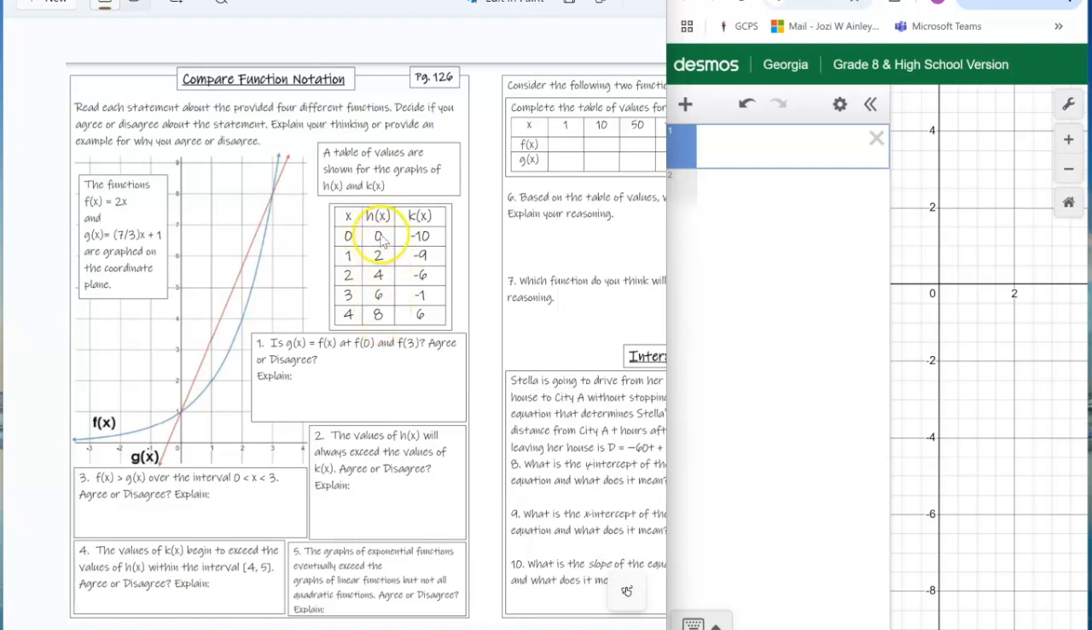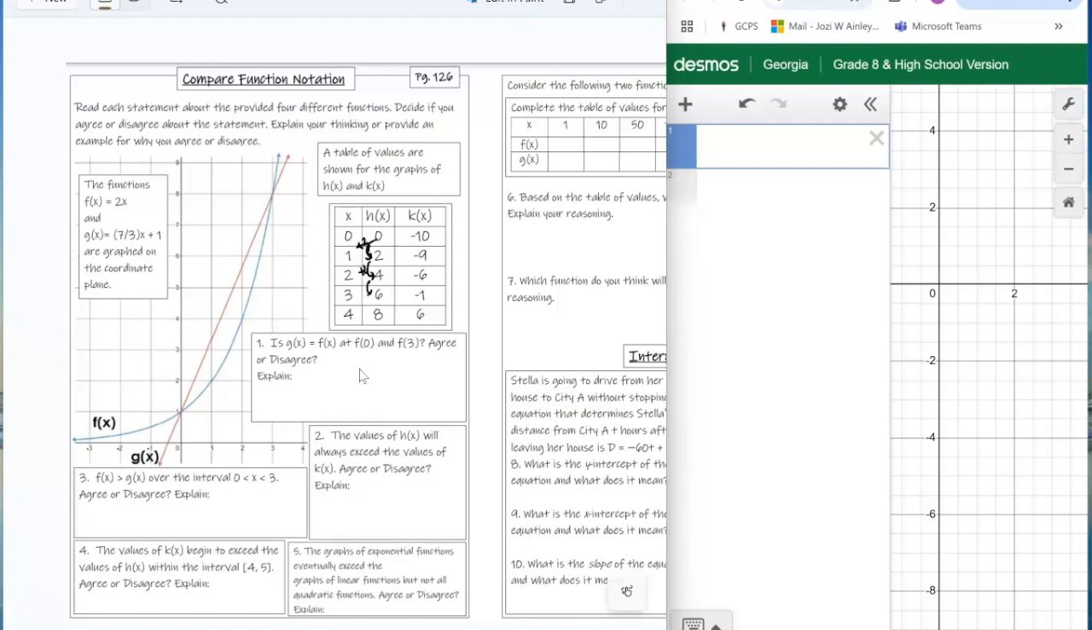Looking at this equation, what type of function is it? What do you see happening each time? How do I go from 0 to 2, 2 to 4, 4 to 6, 6 to 8? Hopefully you can see that you're adding 2 each time. So if I'm adding 2 each time, that's my rate of change. My constant rate of change is adding 2 every time. All right, which makes this a linear function.